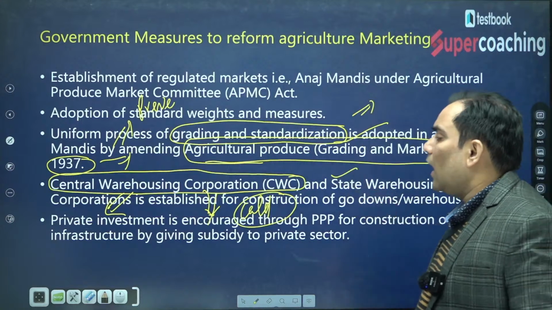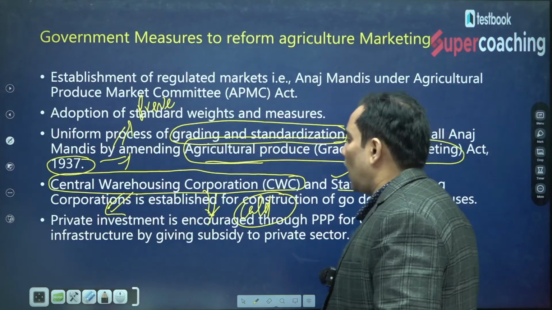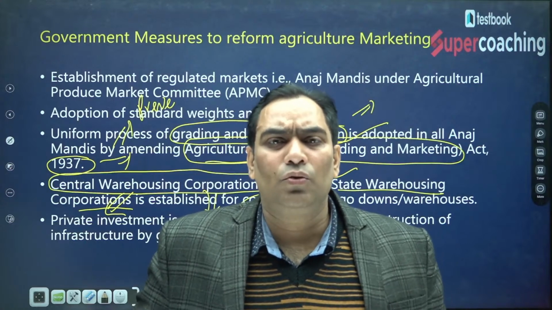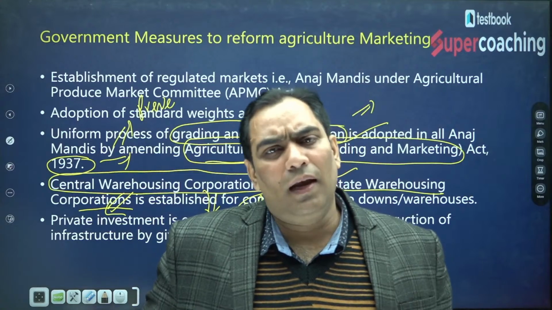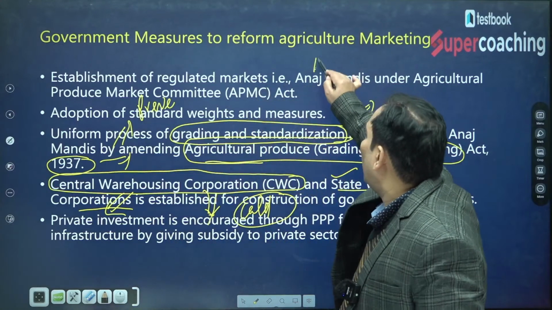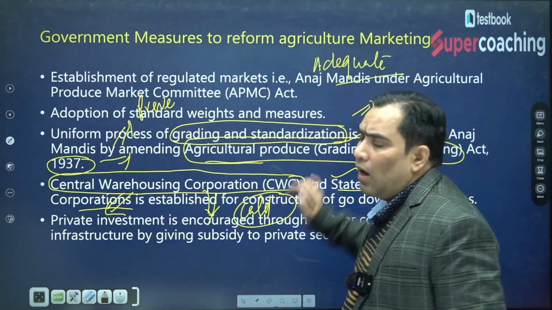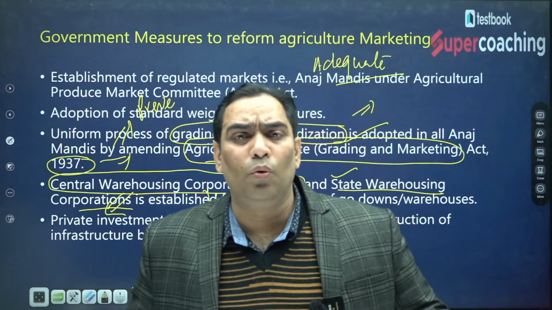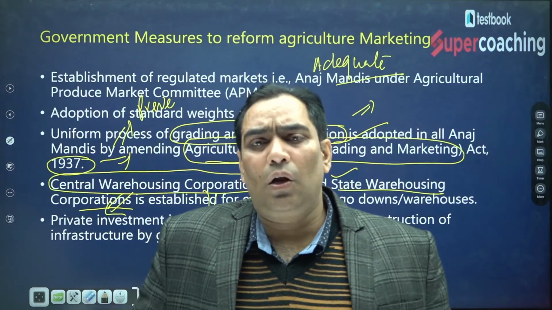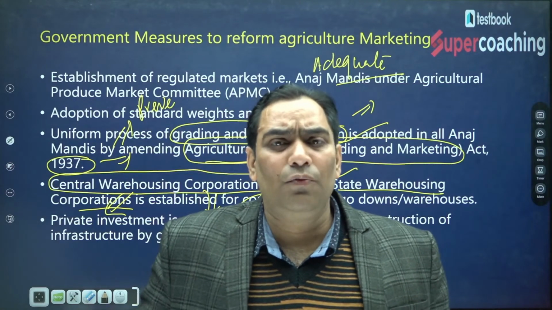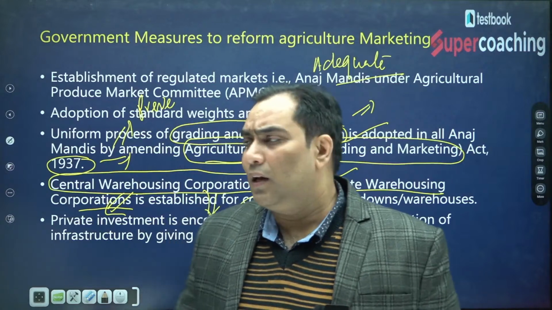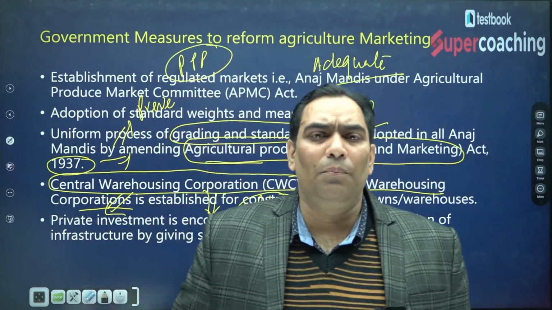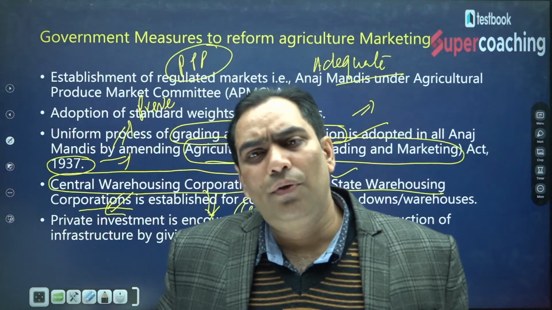Not only that, the state governments also raised an authority known as the State Warehouse Corporation, and this State Warehouse Corporation is also instrumental for creating cold storage and warehouses at the marketplace, that means at anaj mandis. But still there is not adequate infrastructure facility at marketplaces. And not only this, the government also took measures to encourage private investment for the construction of cold storage and warehouses, and for that the government took the PPP mode. Through the PPP mode, the government also encouraged private investment for the construction of cold storage and warehouses.